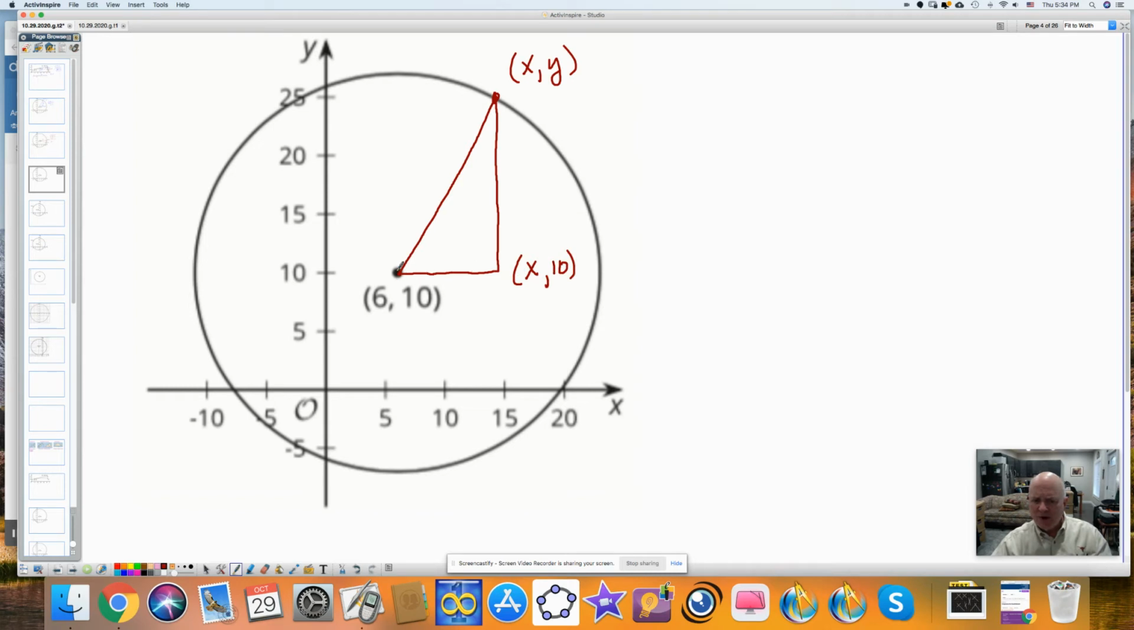So how far is it? Remember, I told you we're going to take the absolute value of x sub 2 minus x sub 1. So here we have x, 6 minus x, I guess is what you could say. Maybe it's x minus 6. X minus 6 is in the x direction. That's going to be my a value. And my b value would be y minus 10. So if I take a squared plus b squared, I should get 17 squared. A squared plus b squared is 17 squared. And this is my radius, which is going to be 17.